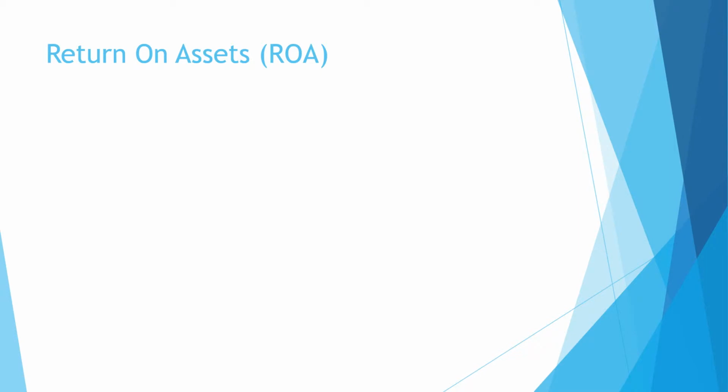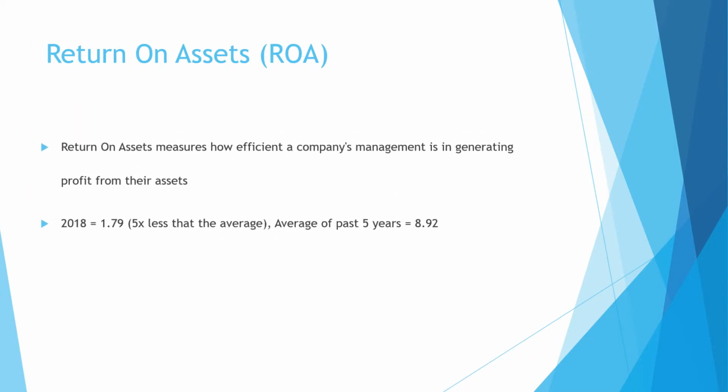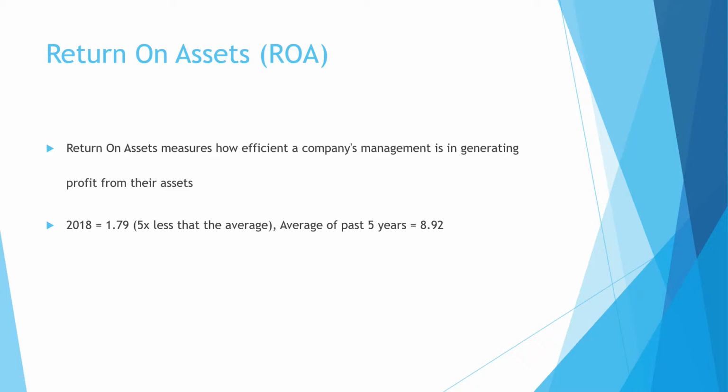Return on assets or ROA. Return on assets measures how efficient a company's management is in generating profits from their assets. In 2018, the ROA was 1.79, whereas the average for the past 5 years has been 8.92. Hence, we can see that the ROA in 2018 is almost 5 times less than the average.